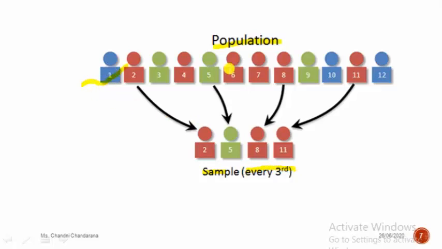You can see the numbers starting from 1 to 12 over here. The first sample selected is number 2. Then the next sample will be the third one, that is 5, then again 8 and 11. Every third unit is selected as a sample. This kind of technique is known as the systematic technique.